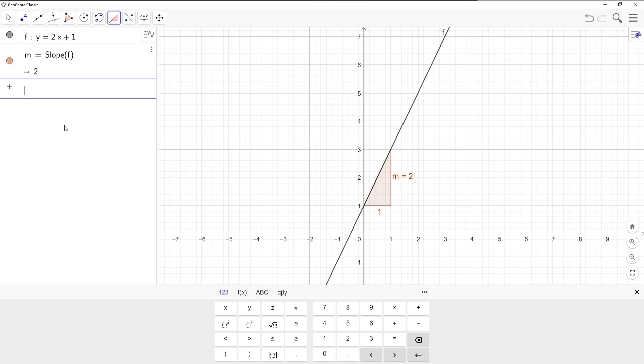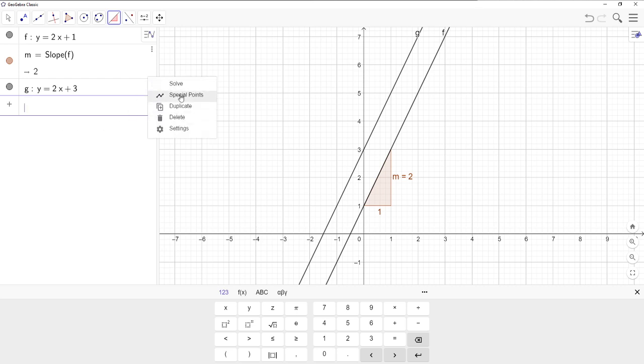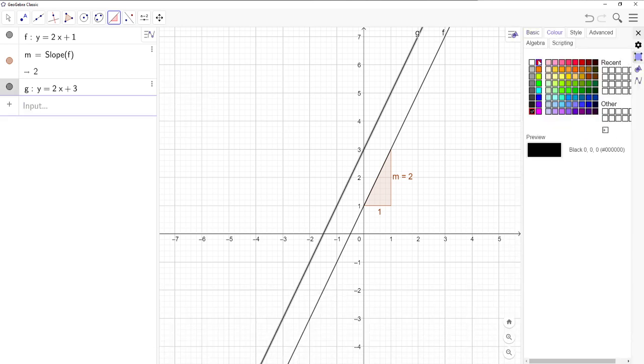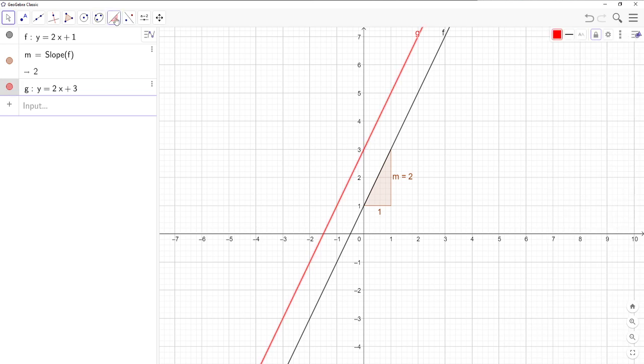So let's take a look at another line. Let's take a look at the line y equals 2x plus 3. Okay, we get a very similar line. We have a line which has the same gradient, because the coefficient of x, the number that's in front of the x, is exactly the same. We can see that the slope on that second line is exactly the same as the slope for the first one. We just see that it cuts through the y-axis in a different place.